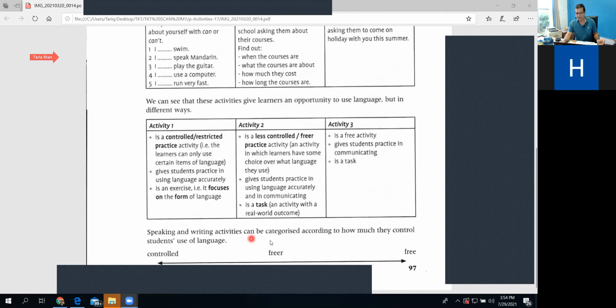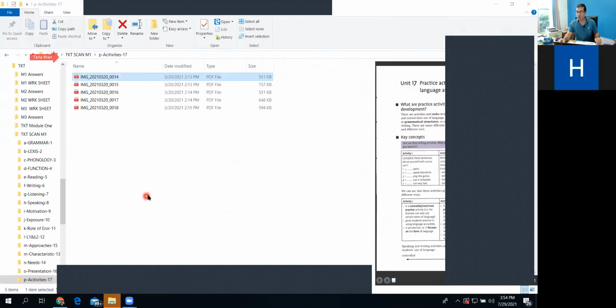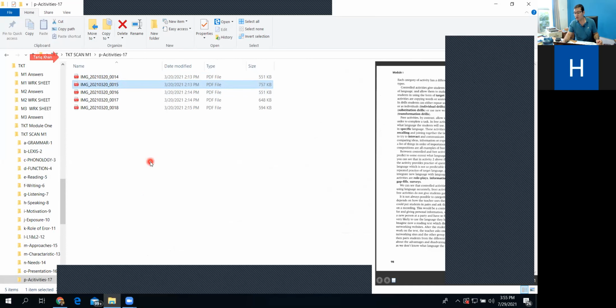Speaking and writing activities can be categorized according to how much they control students' use of language. Now, you see free, controlled, and freer. Now we will go to the next page and we will try to see the benefits and the drawbacks of these activities. Plus, we have to see where we can use them in the classroom, for what type of students, and which kinds of activities are beneficial. Okay, so we are going to discuss those things.